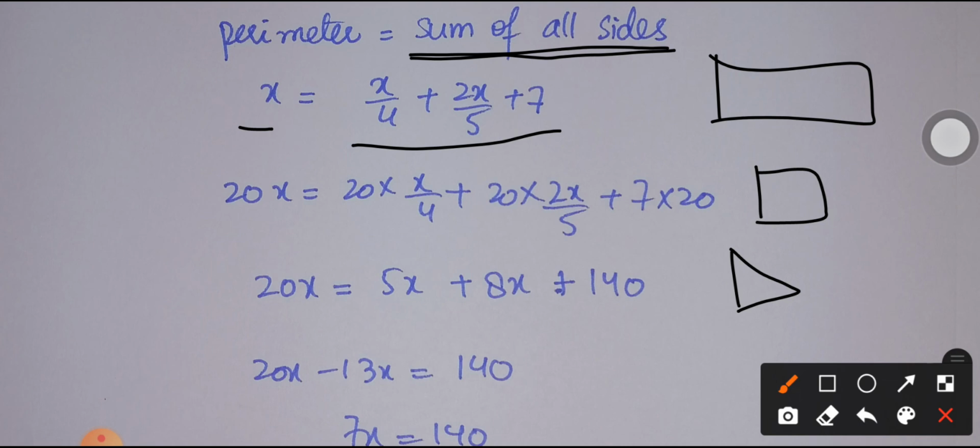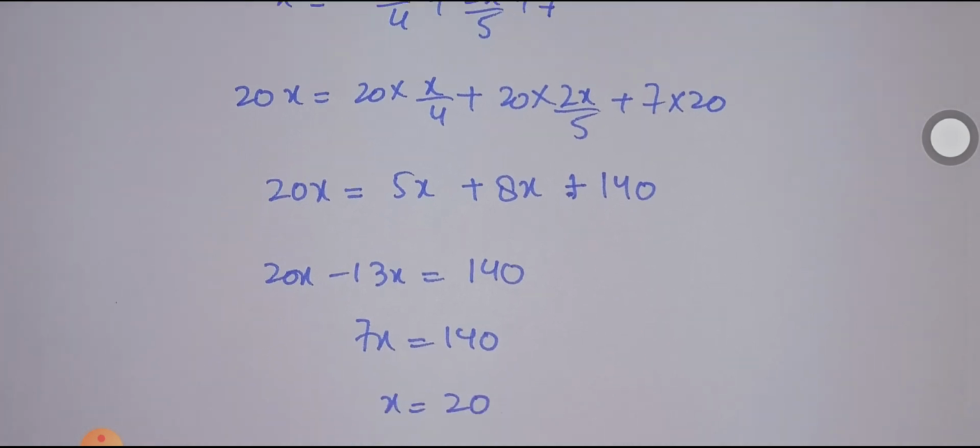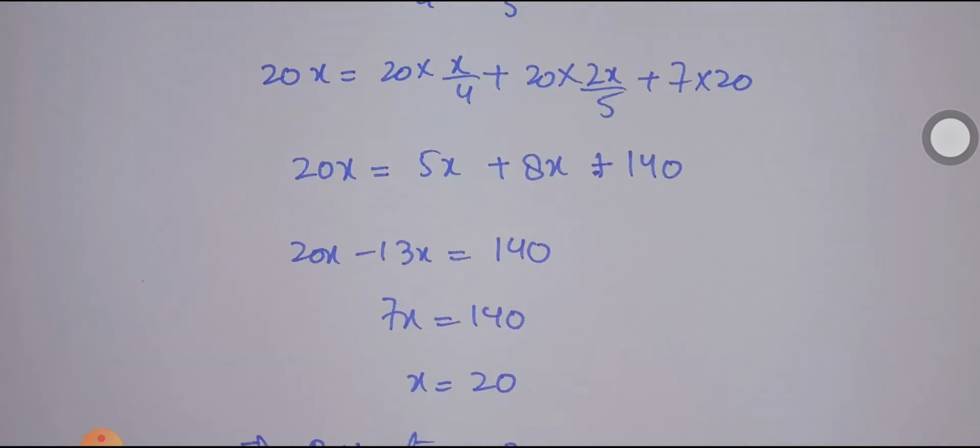So I'm going to multiply 20 on both sides of the equation. But this method is not necessary to be followed. You can solve it by your method and the final answer should be the same. So the final answer is going to be 20, but this is not the answer, as we have to tell them the parameter.